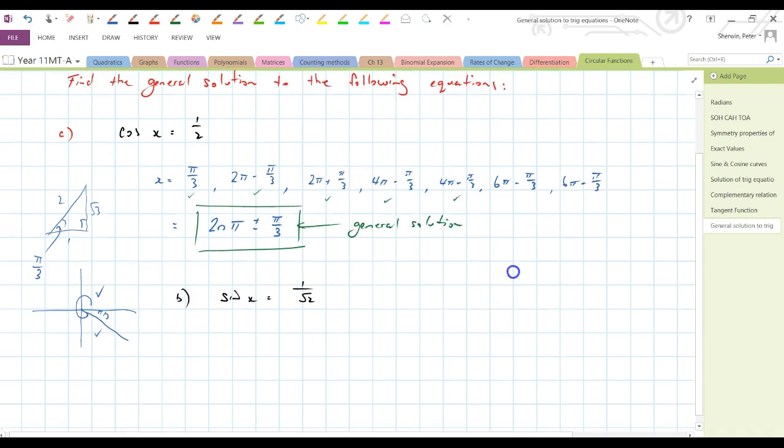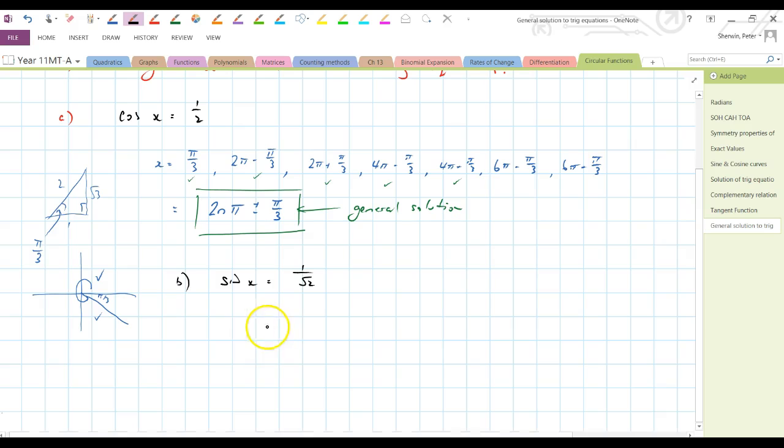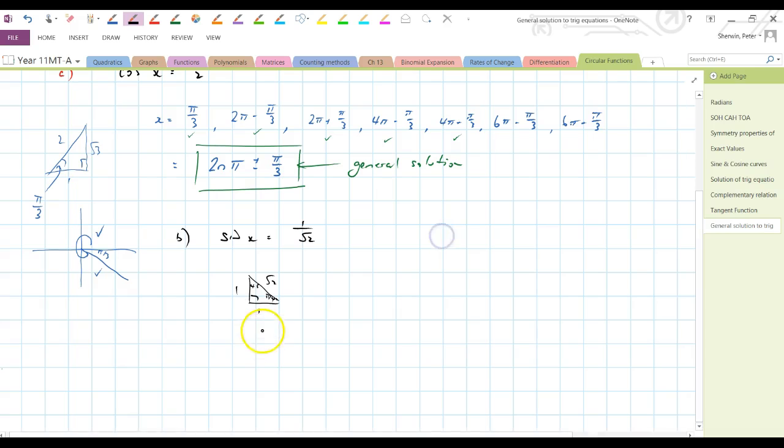So again, we're into one of these little triangles, and it's this 1, root 2, which is the 45er. We can't say 45, we're going to say pi on 4. So we're going pi on 4, and we're going in quadrant 1 and quadrant 2. So x is equal to pi on 4 in quadrant 1, and in quadrant 2, this one here, where that's pi on 4 there, we're going to call that pi minus pi on 4.